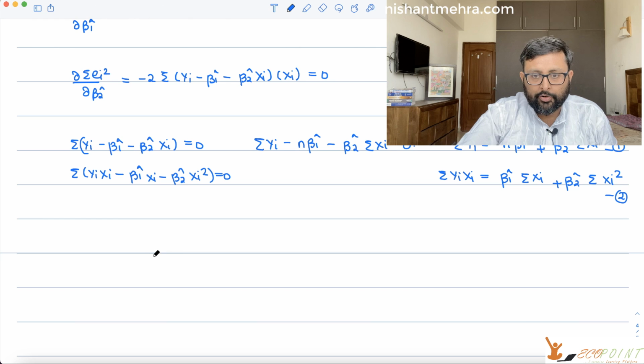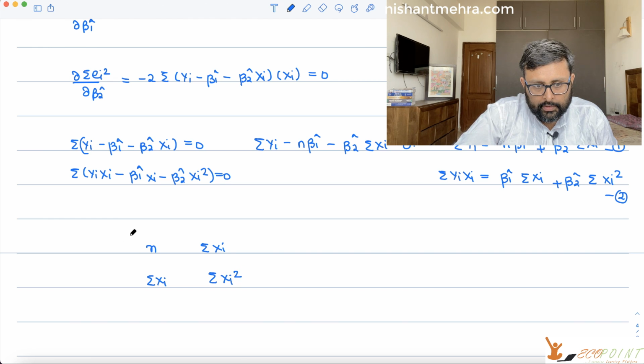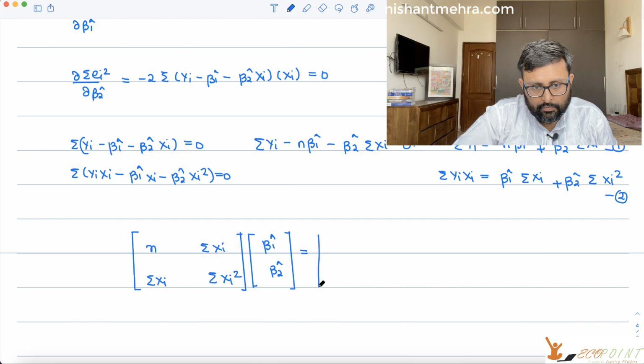So I can write this in matrix form. So what do you have? Okay, how do I write this? N, summation xi, summation xi, summation xi square, multiplied by beta 1 hat, beta 2 hat, equals summation yi, summation of yi xi.